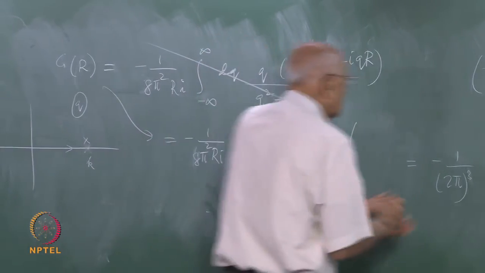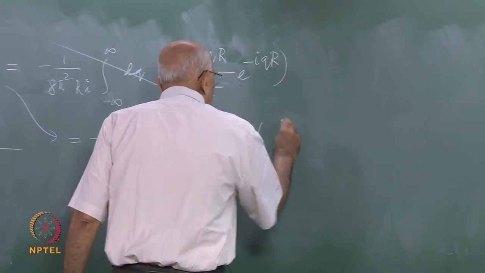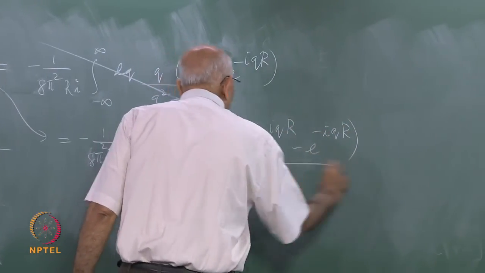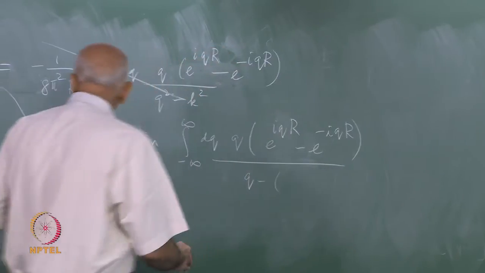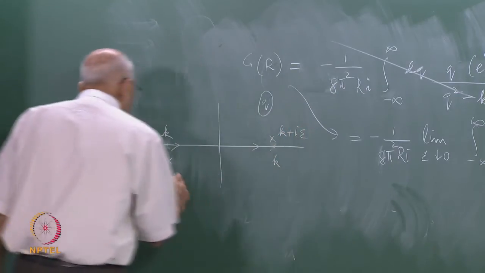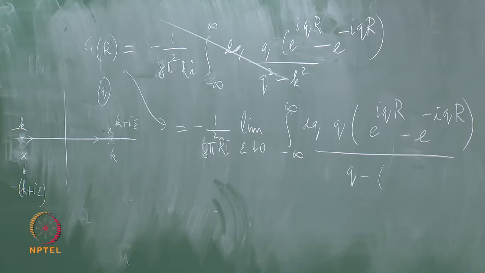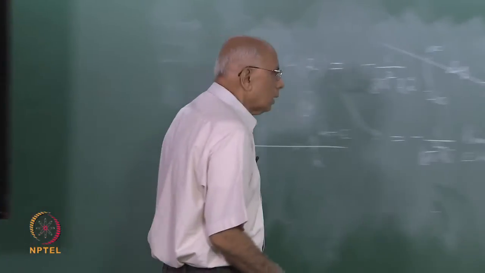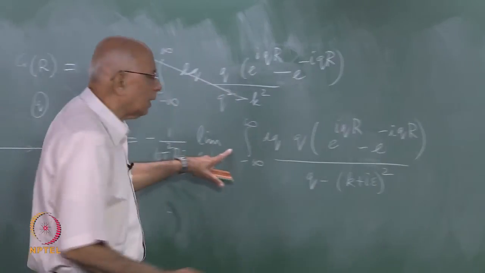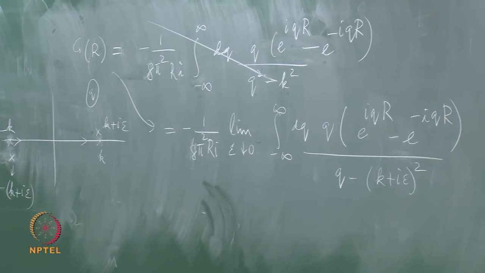q times e to the iqr minus e to the minus iqr divided by q minus, now this pole here is at k plus I epsilon, and this pole here is at minus of k plus I epsilon, outside the bracket. In other words, I should have written this as k plus I epsilon whole squared and take the limit as epsilon goes to 0. So I do the integral and then take the limit epsilon goes to 0.